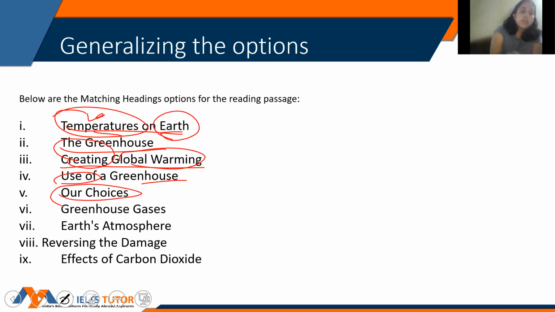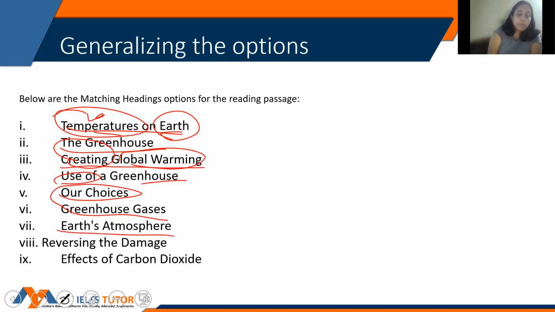Our choices. Something we are choosing, something we are doing knowingly, right? This is what I'm doing right now. I'm generalizing the options in my own head. Getting what I'm doing? Yes, ma'am. Right? Now, greenhouse gases, maybe they do not mention the word greenhouse gases. They might name some gases. One or two gases they can name.